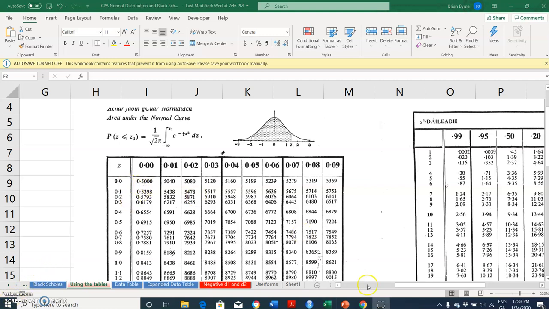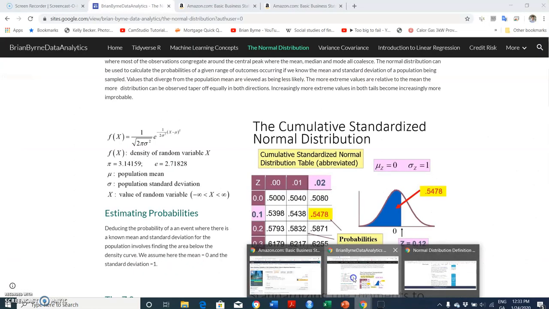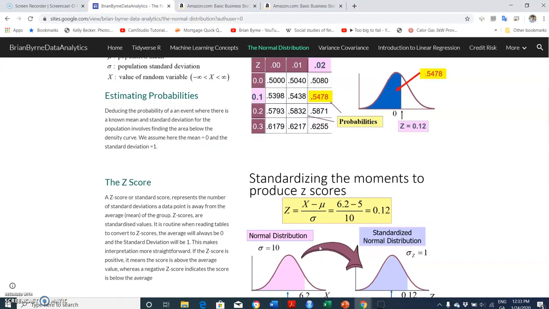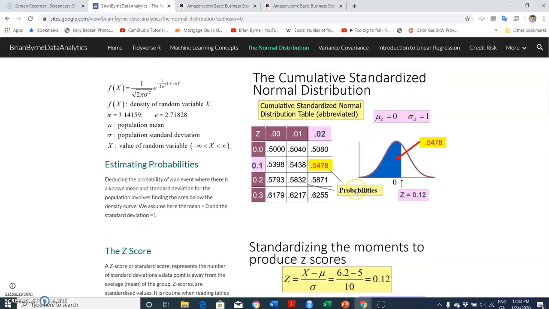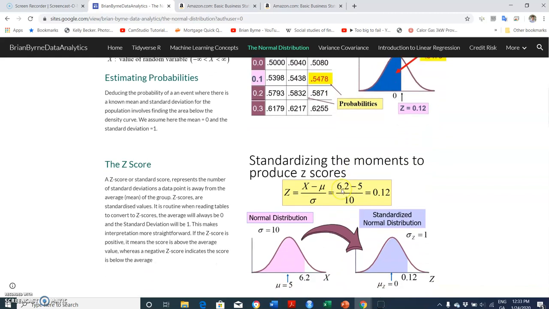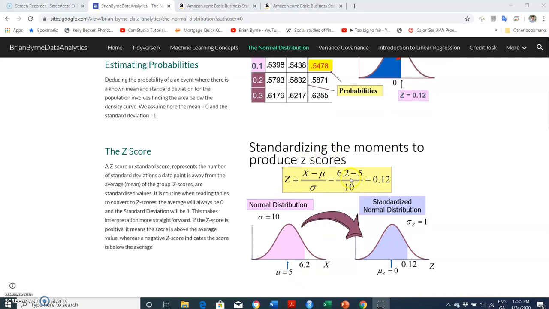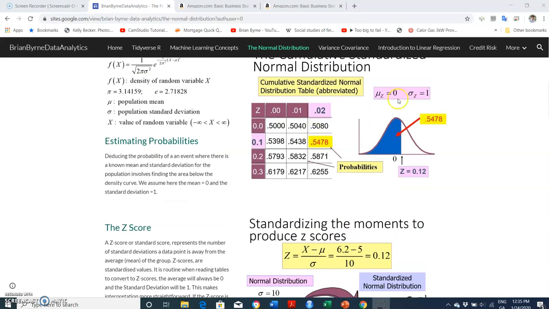Okay, now most of the time, however, we find that the numbers we're working with don't necessarily conform to a standardized normal distribution. So when we get actual, real world numbers, we have to standardize, and that means convert them into a z-score. So if, for instance, we had started with a situation where we were told that the mean of the population was 5 and the standard deviation was 10, so that differs from what we have up here, mean of 0, standard deviation of 1.